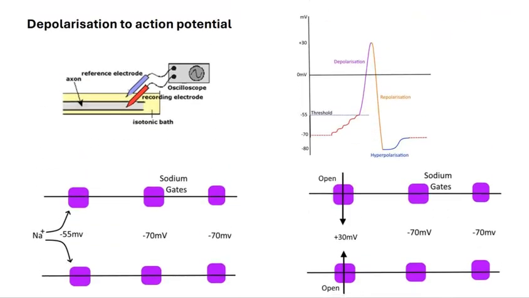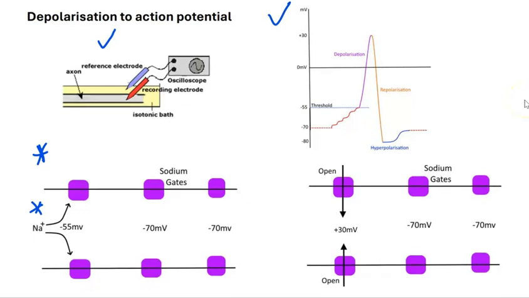Students should continually track the changes in membrane potential using these diagrams, this graph, which is created using an oscilloscope with a reference electrode in the extracellular fluid here, and one recording electrode here in the axon. So we're at minus 55 millivolts from threshold. Review the previous video to understand how we've got to that point.